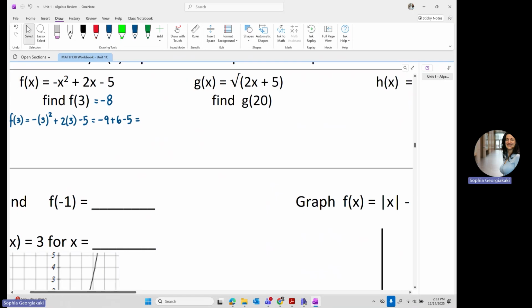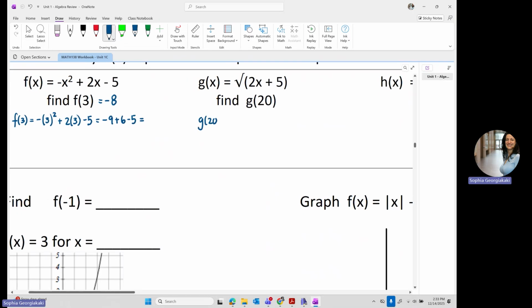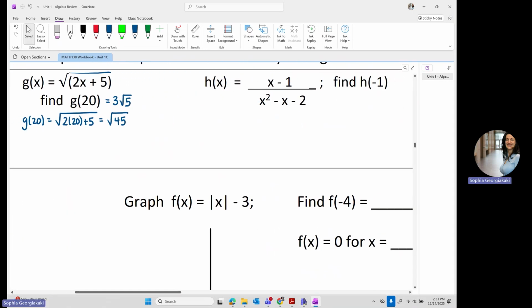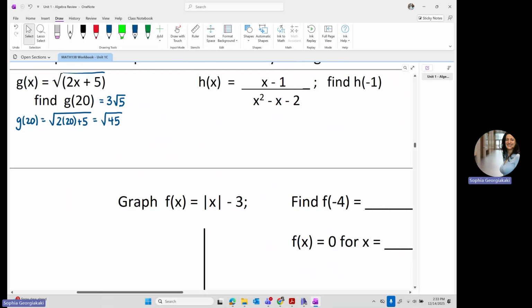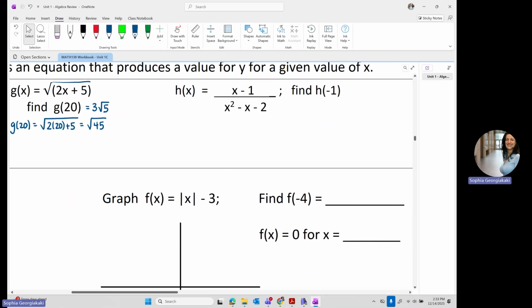In this example, to find g of 20, this is the square root of 2 times 20 plus 5. So 2 times 20 is 40. That's the square root of 45. And if they are asking us to simplify it, 45 is 9 times 5. The square root of 9 is 3. 3 square root of 5 will be the exact answer. We don't want to evaluate the irrational value of square root of 5 in our calculator. That will give us some decimal approximation.